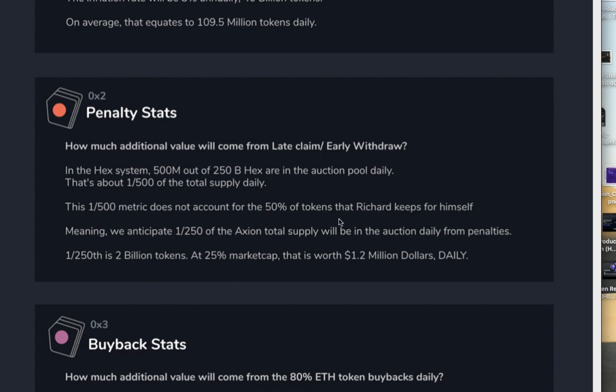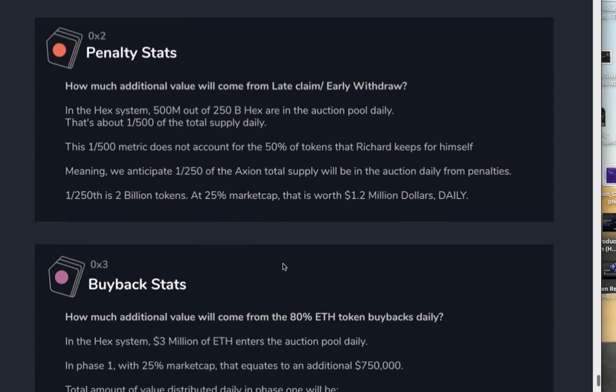That's just an assertion, so we don't know if that's 100% true. Meaning we anticipate 1 to over 250 of the Axion total supply will be in the auction daily from penalties. 1 over 250 is 2 billion tokens at 25% market cap. That is worth $1.2 million daily.